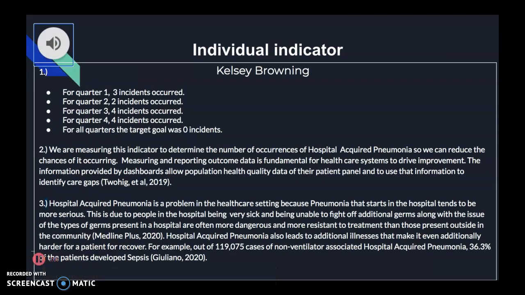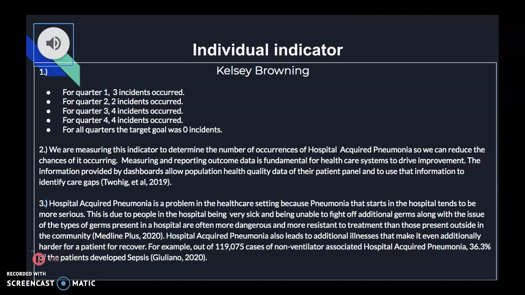This is Kelsey Browning, and I did the slide about individual indicators. For question number 1, I analyzed the data for the quarters and overall. For quarter number 1, 3 incidents occurred. For quarter 2, 2 incidents occurred. For quarter 3, 4 incidents occurred. For quarter 4, 4 incidents occurred. For all the quarters, the target goal was 0 incidents, but as you can see, this did not happen.